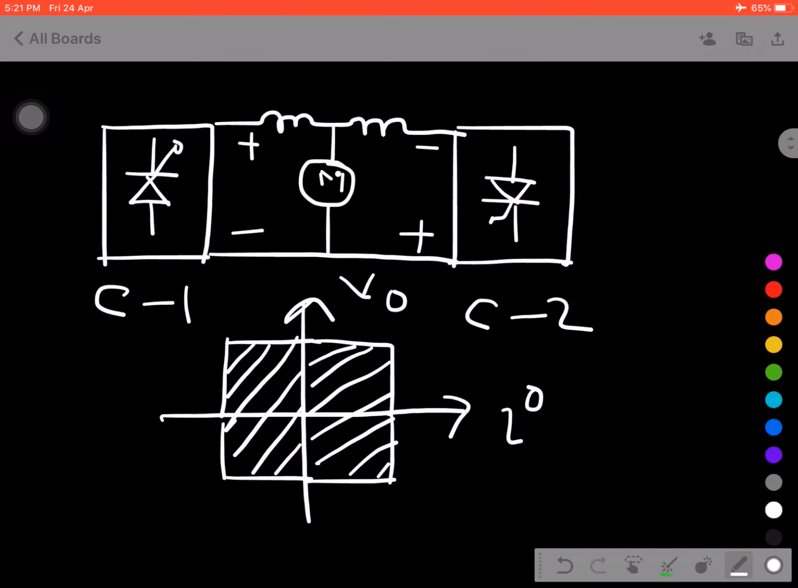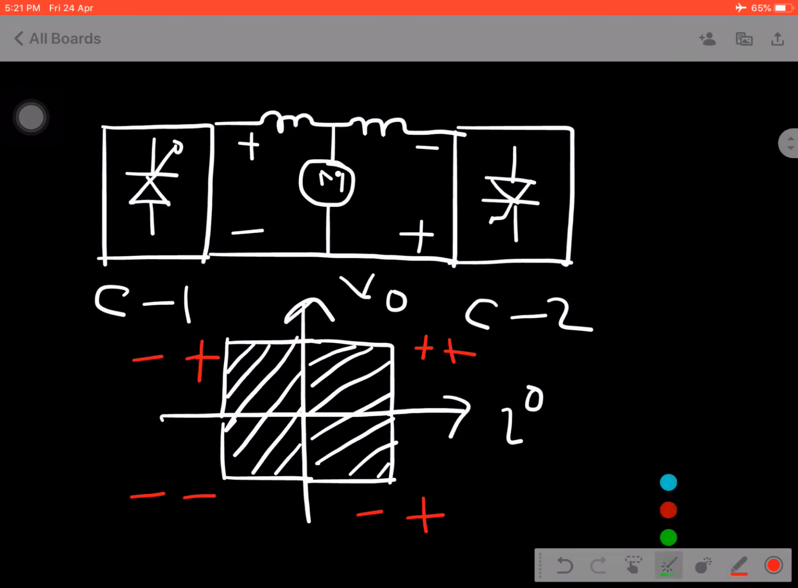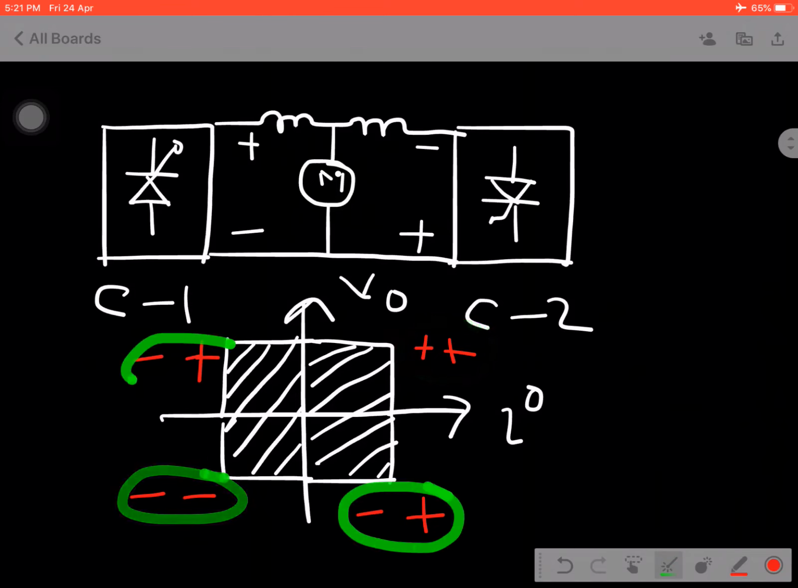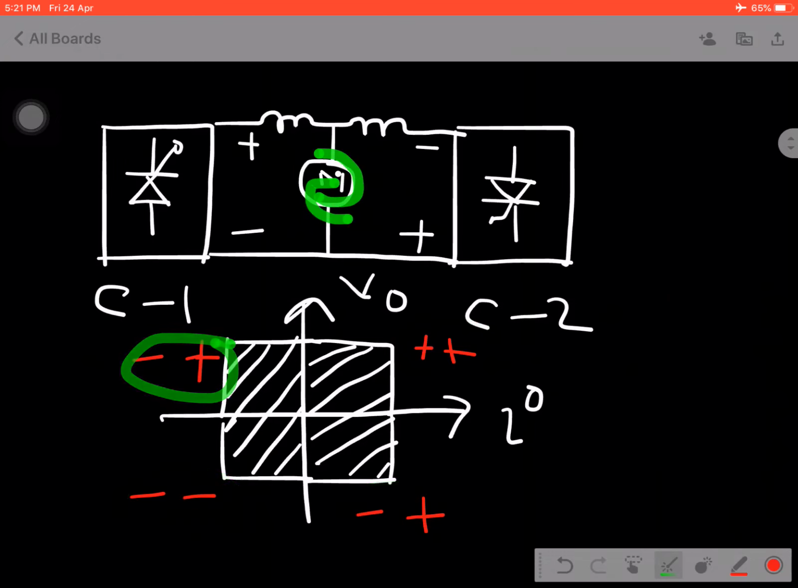For the first quadrant, we know voltage and current both are positive. In this case, the voltage is negative, current is positive. In the third quadrant operation, voltage is negative and current is negative. And in the second quadrant operation, current is negative but the voltage is positive. That means we can say they are operating in opposite directions for the two converters. That is why the machine starts working maybe clockwise or anti-clockwise.